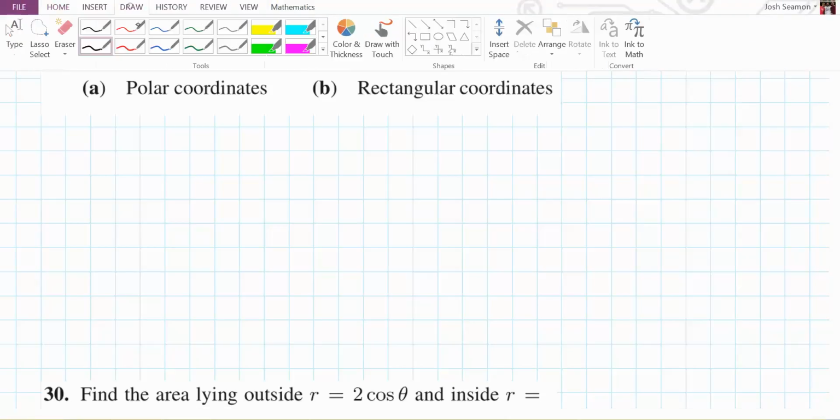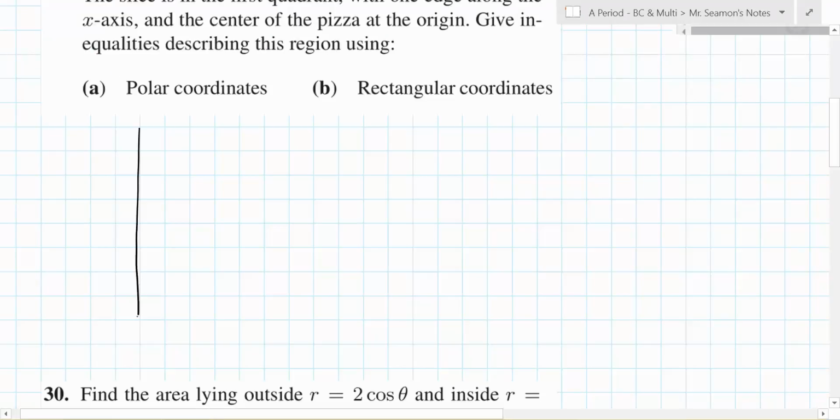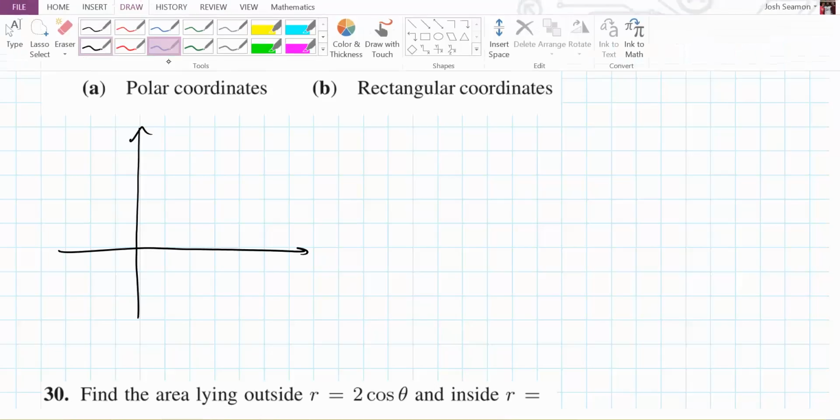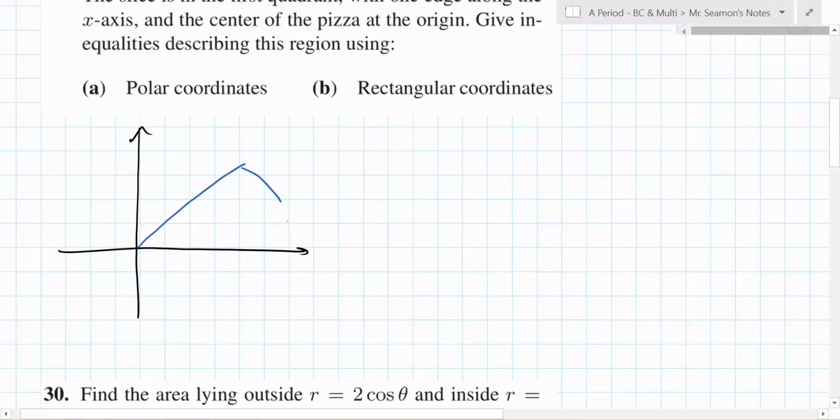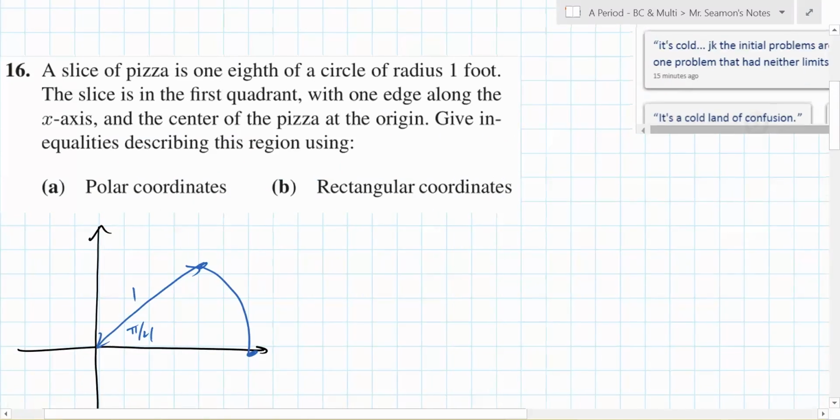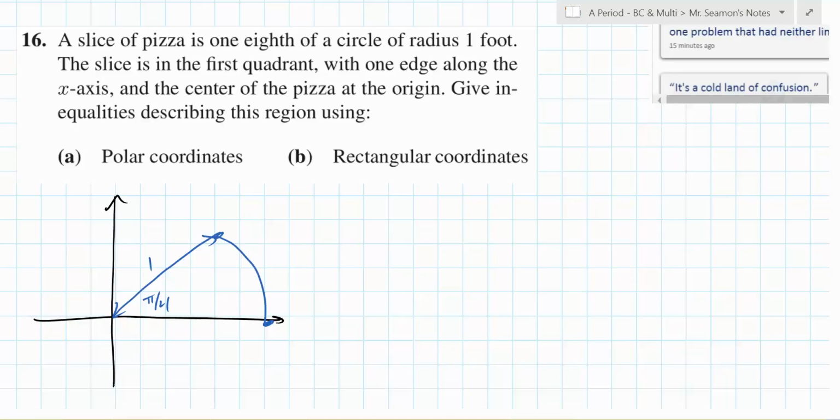I'm like, okay, let's have pizza here. So we got axes like this. That's nice. So we have a piece of pizza. It's 1/8 of the whole. So what's the angle measure? So we have pi over 4, and what's the radius? 1. So big pizza.